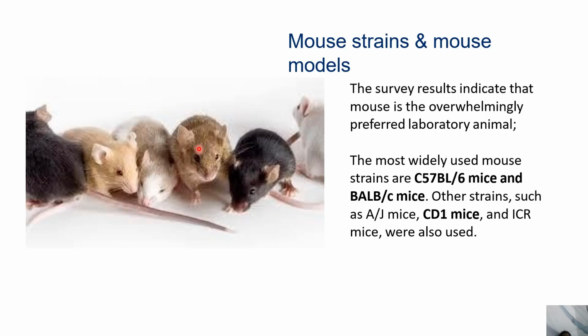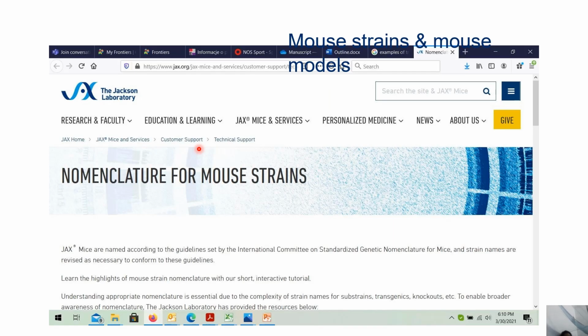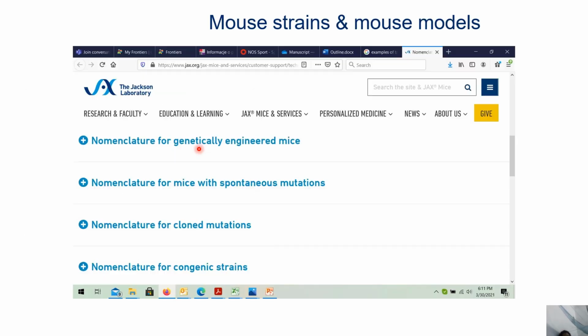The most widely used mouse strains are C57BL/6 and BALB/c mice. For the nomenclature of mouse strains, you can check out this website as well.